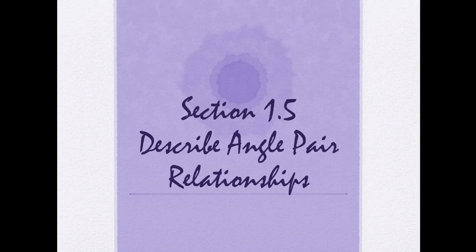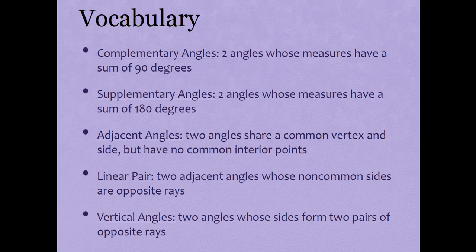Section 1.5 is describing angle pair relationships. Again, we have some vocabulary that we need to fill out. Our first type of angle are complementary angles, and complementary angles just mean two angles that have a sum of 90 degrees. So complementary means two angles that add up to 90 degrees.